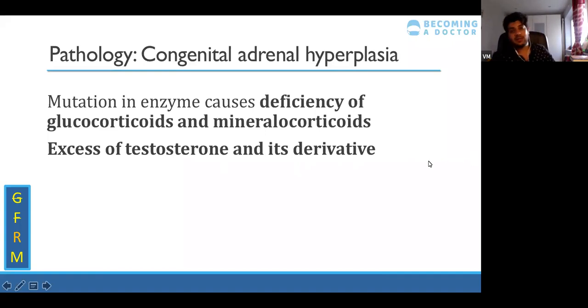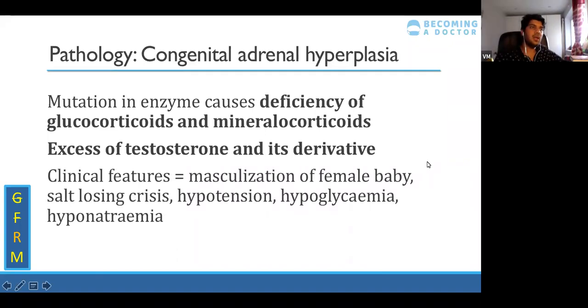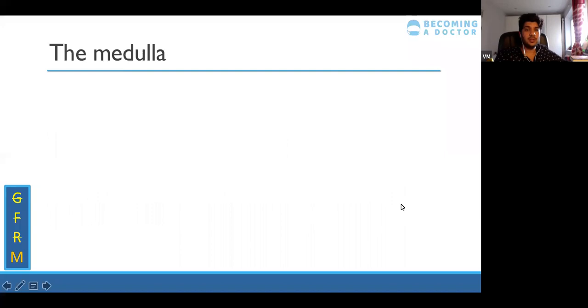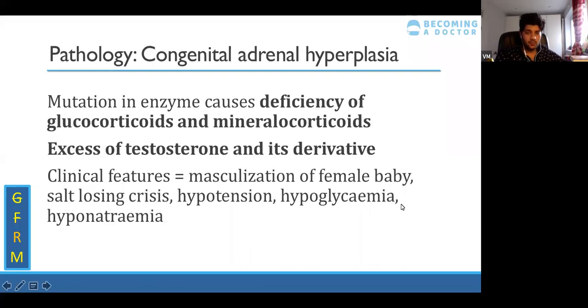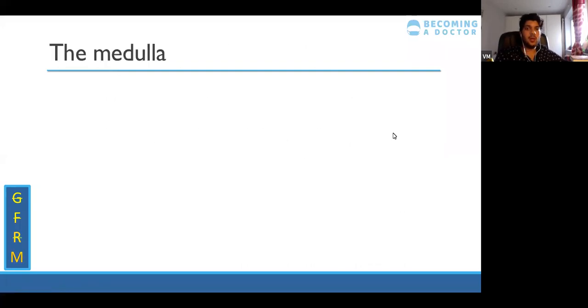And as a result of the excess testosterone, in babies, you see a masculinization of the female genitalia. You have hyponatremia because we don't have aldosterone, hypotension, hypoglycemia, and it causes a salt-losing crisis. That's all you really need to know about CAH.